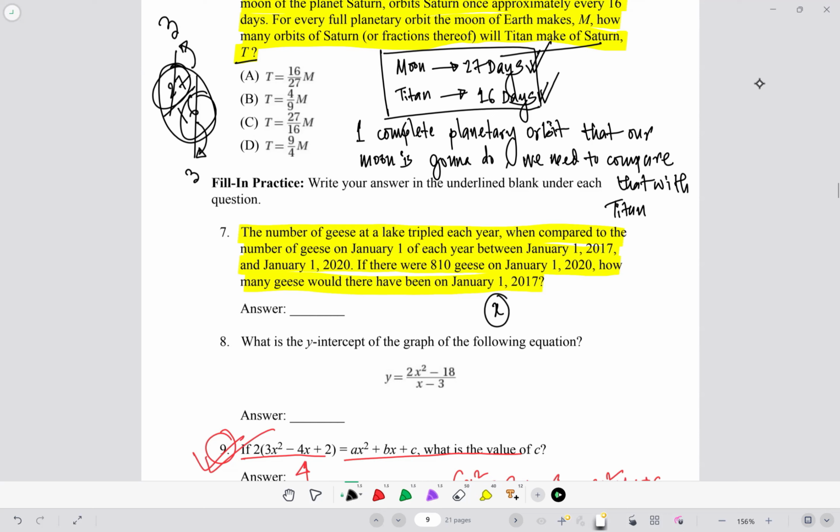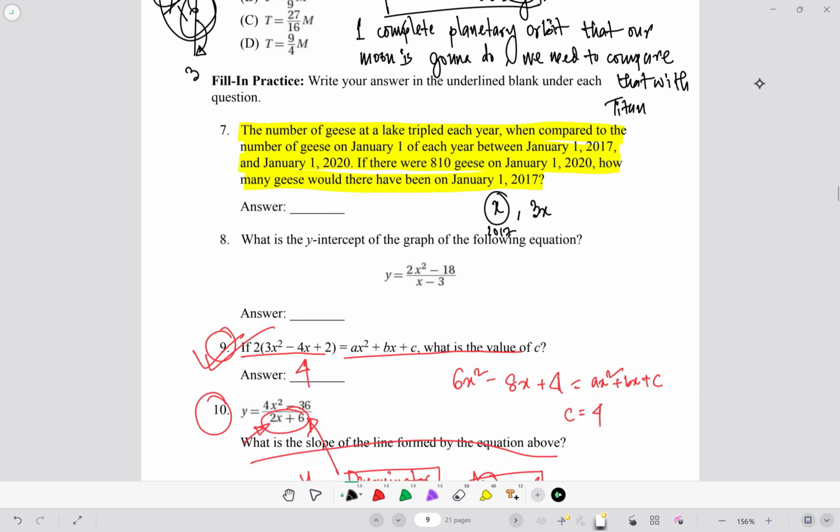For an example, if x is the first number in January 1, 2017, then 3x is going to be for 2018. X is 2017, and then 3x is 2018. I'm just guessing, I'm just telling you.